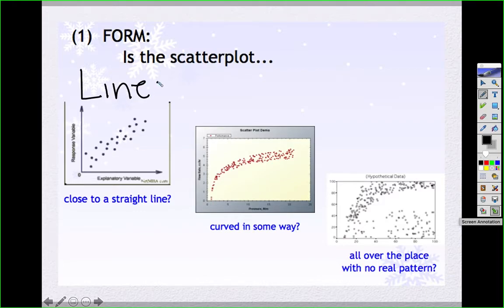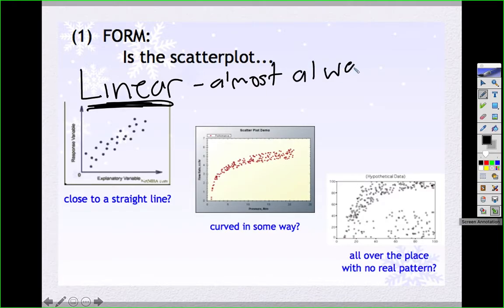Linear form. And I will tell you right away, almost always, the answer is linear form. For this chapter, it's like 99% of the questions. So, is the scatter plot linear? What does linear form look like? It means if you look at the scatter plot, can you kind of see you could put a line through the points.